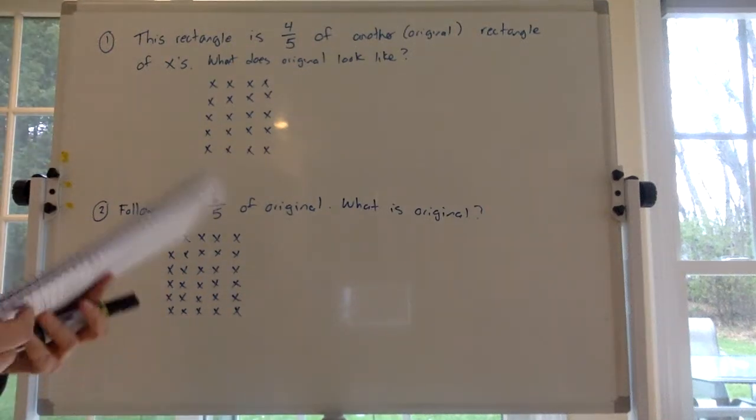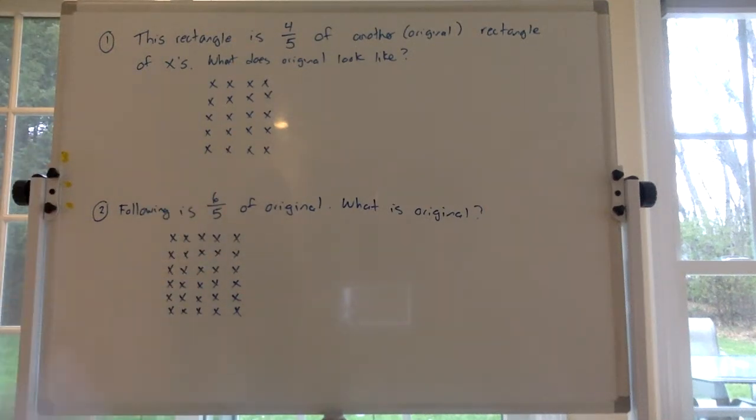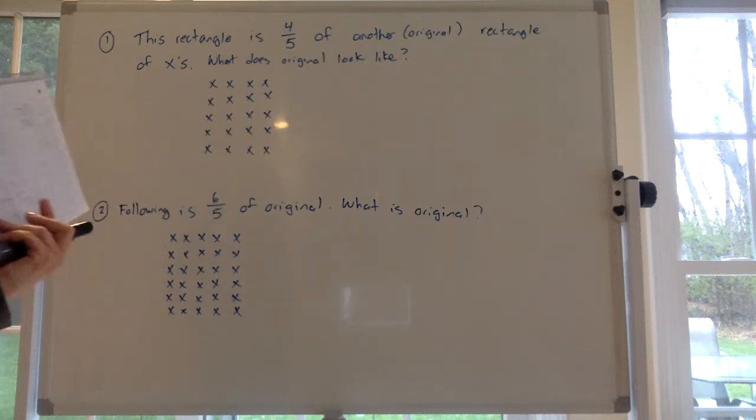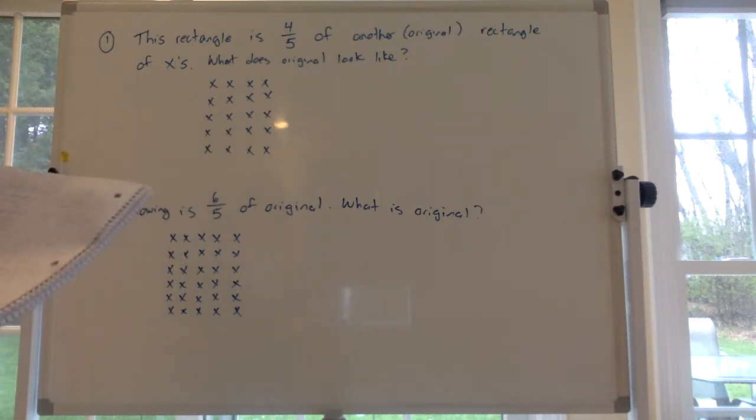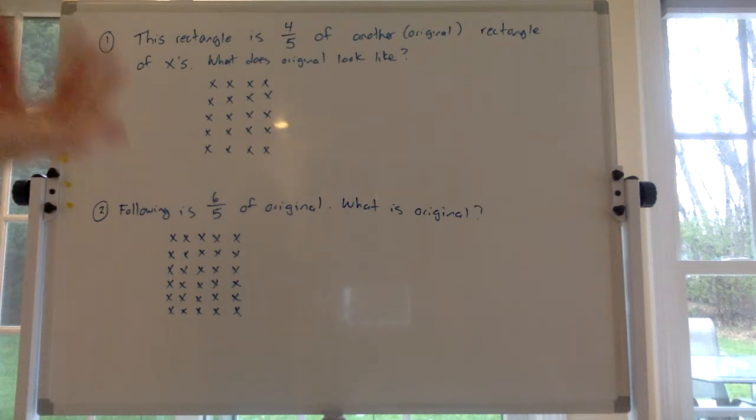Hi everybody. This video has to do with fractions and figures again, and this time we're going to use x's as our figure. The first one, number one, this rectangle is 4/5 of an original rectangle of x's. What does the original rectangle of x's look like?